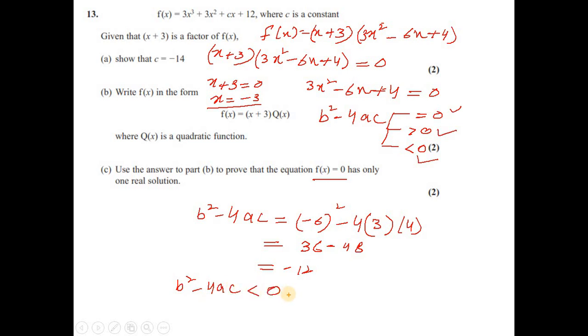That means 3x squared minus 6x plus 4 has no real solution. So 3x squared minus 6x plus 4 equals 0 has no real solution. So that means f of x has only one real solution, which is x equal to minus 3.